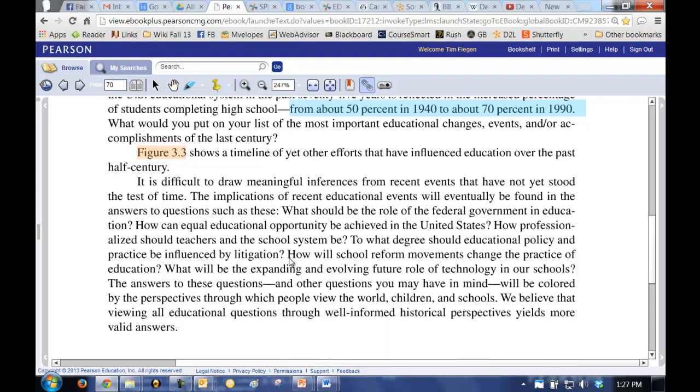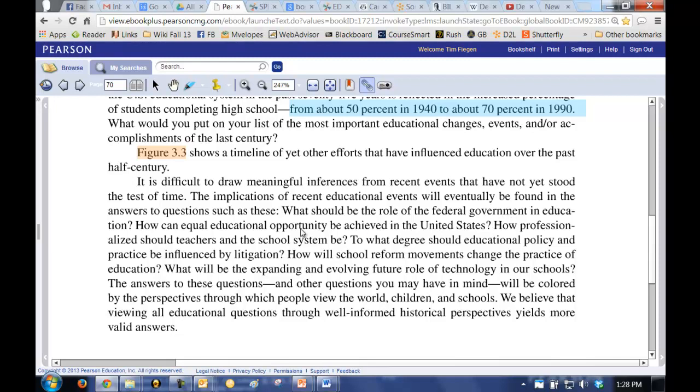It is difficult to draw meaningful inference from recent events that have not yet stood the test of time. And I'm glad they acknowledge that. I'll read that to you again: it's difficult to draw meaningful inference from recent events that have not yet stood the test of time. One of which, I'm saying to you, is the infusion of technology. I assure you we will come to a point in the future where we say we went way overboard with the technology. Bring back the chalk and the boards. Bring back the paper and pencils. It's a ways out there, but I'm telling you, as we study the history of education, it's coming.